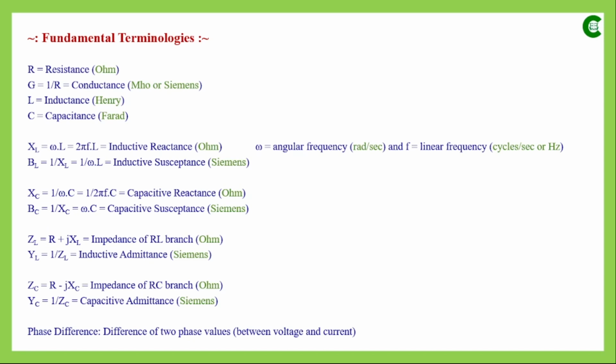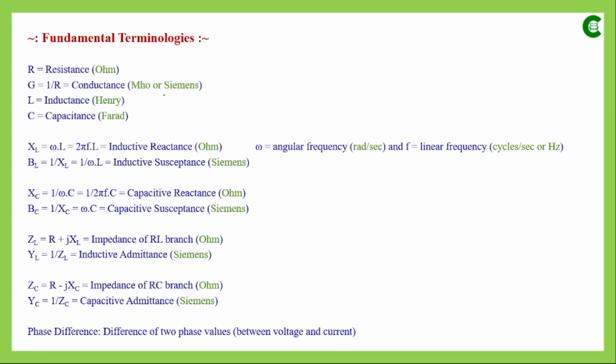So resistance is the DC component or the passive element that we have in our AC circuit, where we know that resistance is the property of a conductor by virtue of which it opposes the flow of electrons or flow of current. It is represented by R and the unit of resistance is ohm. The reciprocal of resistance is called conductance, and it is the property of a conductor by virtue of which it helps the flow of electrons or current, and the unit is mho or Siemens.